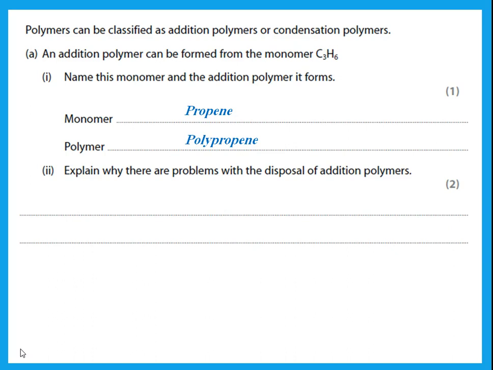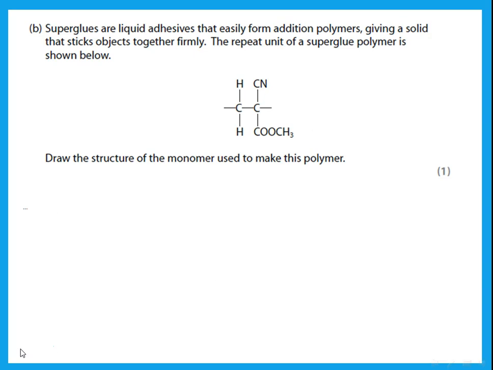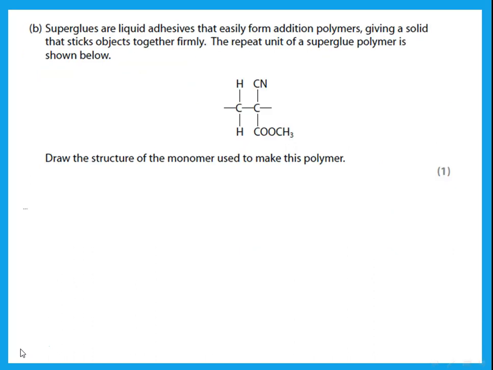Explain why there are problems with the disposal of addition polymers. Remember that we said there are problems with addition polymers. First of all, they are non-biodegradable, so they are inert, so they accumulate in dump sites. And remember that here he's asking the disposal of the addition polymers, so just say they are non-biodegradable because they're inert, they accumulate in dump sites.